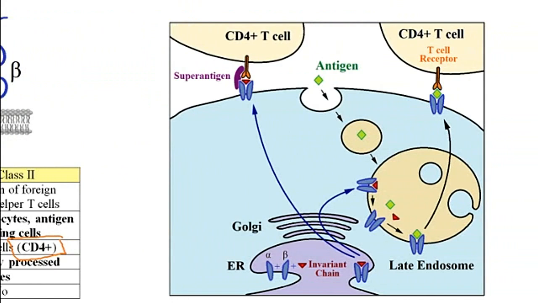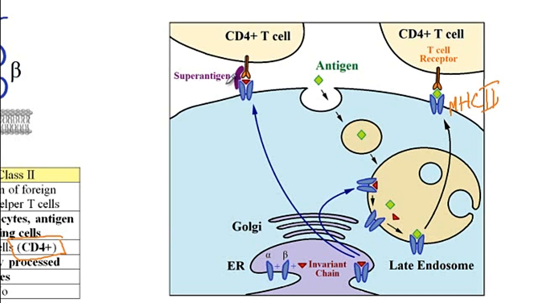So this is the mechanism that I just discussed with you. The antigen is being endocytosed, it's being brought to the endosomes. Inside the endosomes, the acidic pH will allow the invariant chain to be removed. The antigen will replace it in the peptide binding groove, and then from here on, the MHC2 will present on the cell surface and be recognized by the CD4 positive T cells.